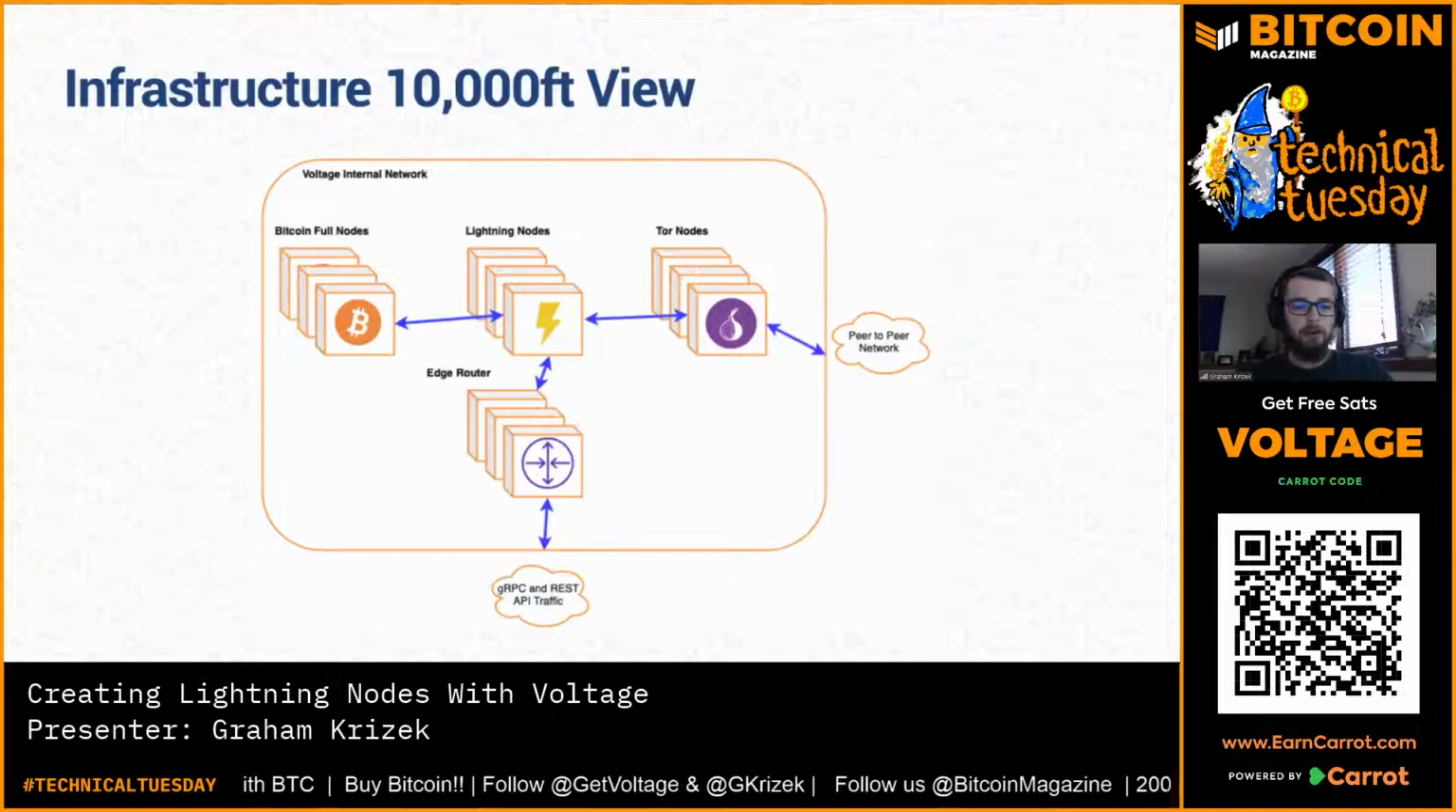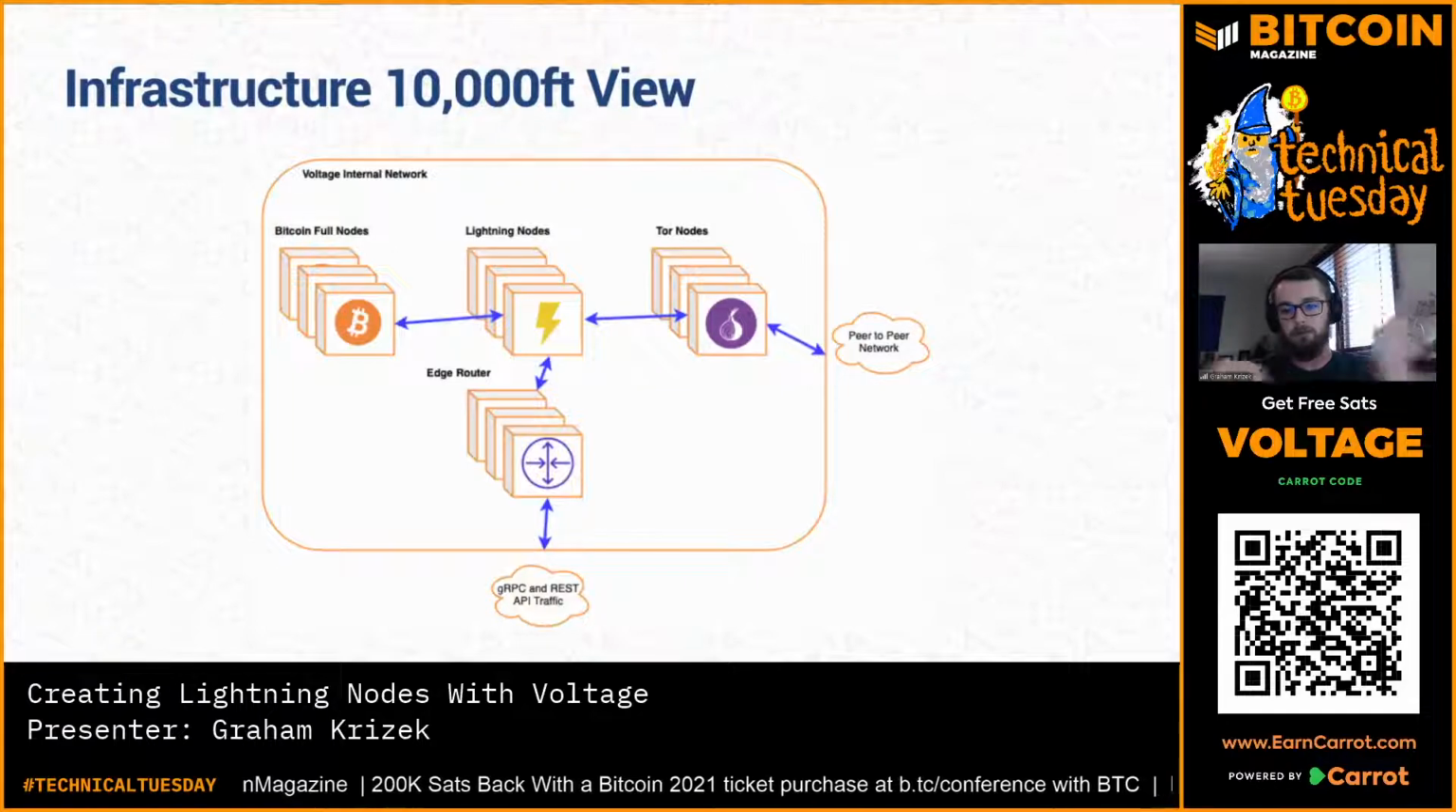Something I didn't demonstrate in this is the Bitcoin full nodes. When they're connecting out to the Bitcoin network, those are also routed through Tor. So when you're broadcasting transactions on chain, they're not going through ClearNet, they're going through Tor as well. So that's another privacy preserving technique. So no one can know they're using Voltage through the Bitcoin nodes.